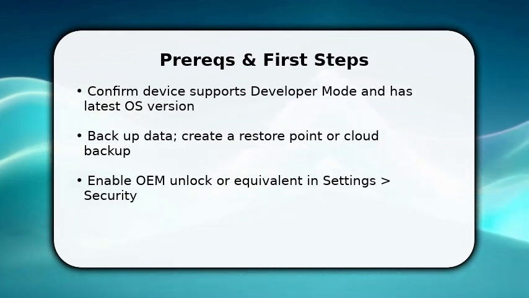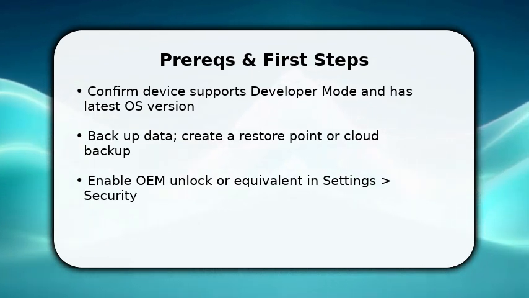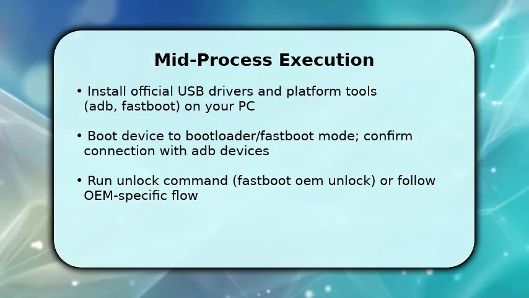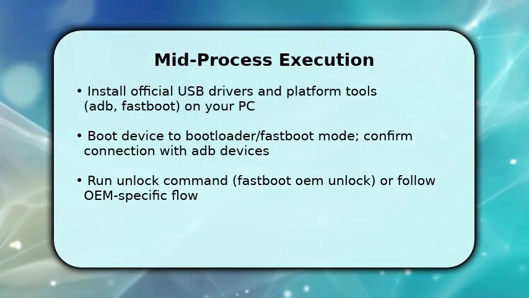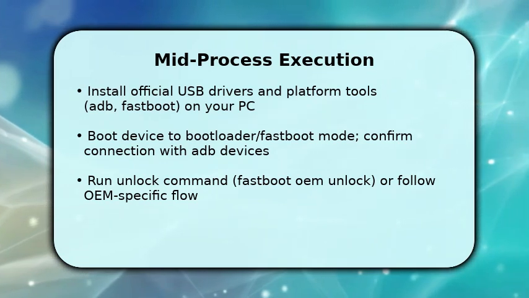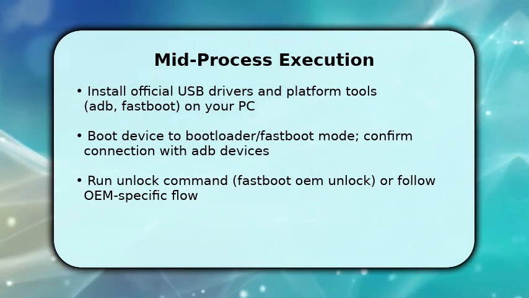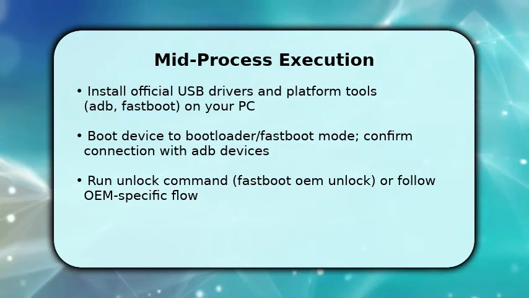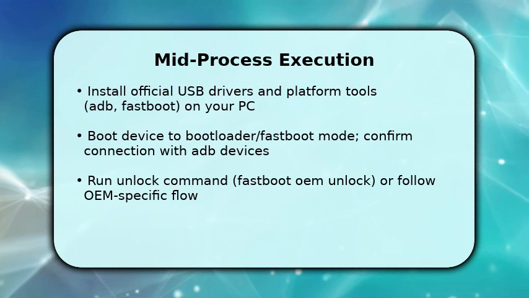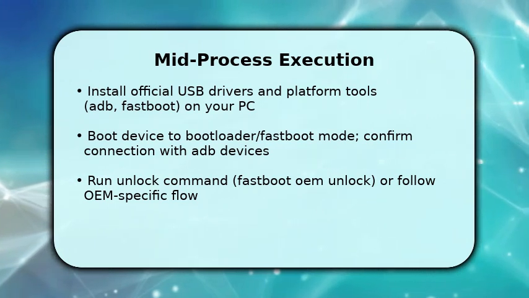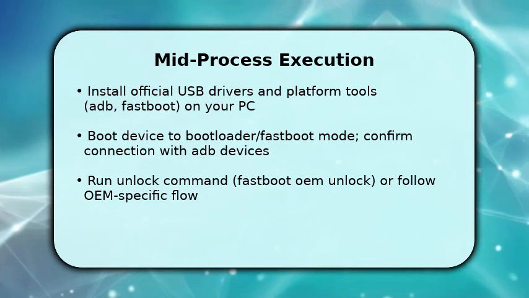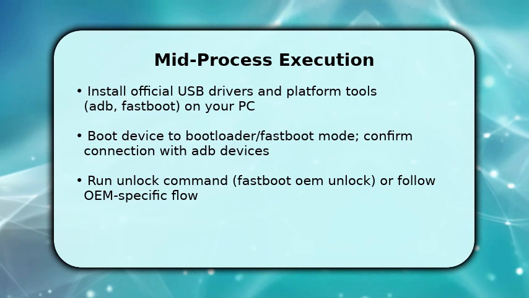With prerequisites done, install official USB drivers and platform tools such as ADB and Fastboot on your computer so commands work reliably. Once installed, reboot the device into bootloader or Fastboot mode. Connect via USB and verify with adb devices or fastboot devices to ensure communication. Then execute the OEM-specific unlock command, commonly fastboot oem unlock or fastboot flashing unlock, and follow on-screen prompts.